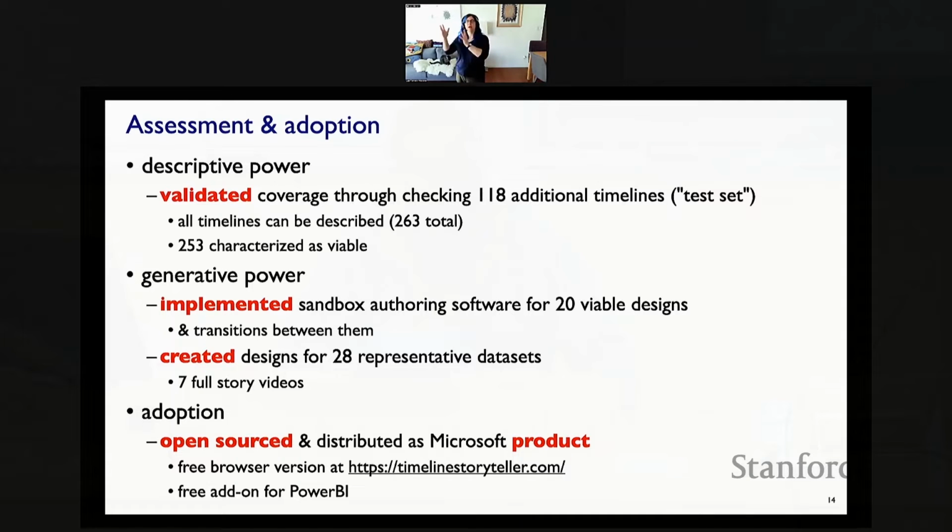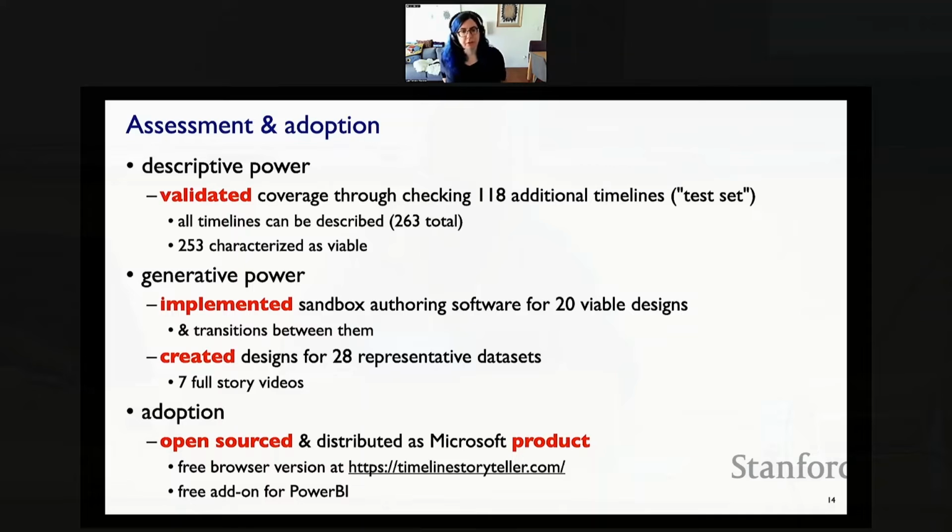The whole set of originals and the whole set of additional test set ones, all of them could be described in this design space. And of that, aligning with our take about what was viable, we thought that 253 of those were matching that set that we thought were wise choices out of the 100 theoretical combinatorial possibilities.